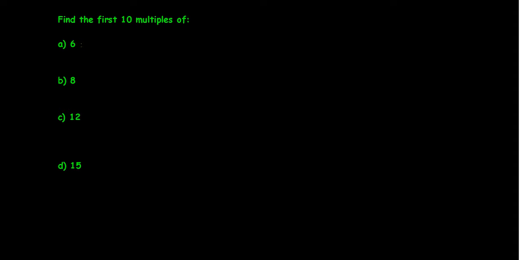So 6 times 1 is 6. 6 times 2 is 12. 6 times 3 is 18. 6 times 4 is 24. 6 times 5 is 30. 6 times 6 is 36. 6 times 7 is 42. 6 times 8 is 48. 6 times 9 is 54, and 6 times 10 is 60. And that's how you write down the first 10 multiples of each number.